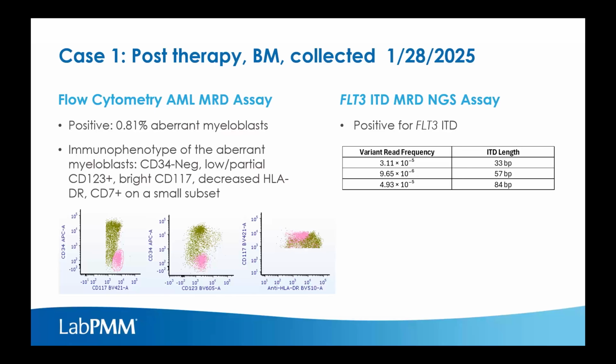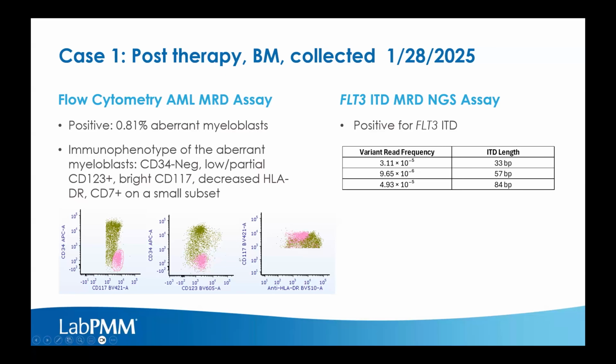So the specimen received was a bone marrow aspirate. At flow cytometry, about 0.81% aberrant myeloblasts were detected. You can see here when we gate on the CD117 positive and CD45 dim population, we can see one tight cluster here that is negative for CD34 and has a relatively strong CD117. And these cells have very dim CD123, and CD7 on a small subset. I'm not showing that here, and you can see the HLA-DR is a little bit decreased.